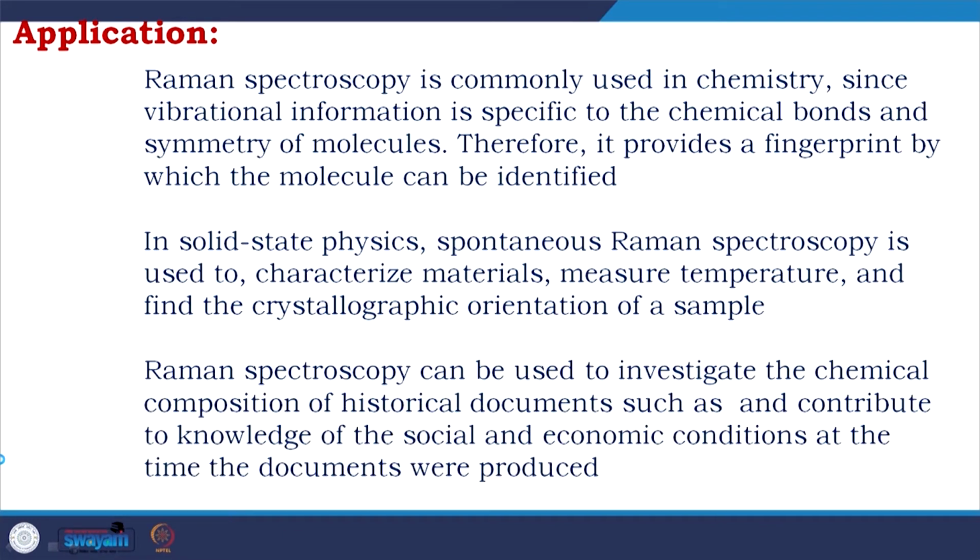Raman spectroscopy can be used to investigate the chemical composition of historical documents and contribute to knowledge of the social and economic conditions at the time the documents were produced. So, in this way you could recover old data and know about the origin and authenticity of the document. There is a huge initiative where people try to commit fraud with historical documents, claiming that they have found papers which are from ancient times. So, Raman spectroscopy is instrumental in detecting the fraud.